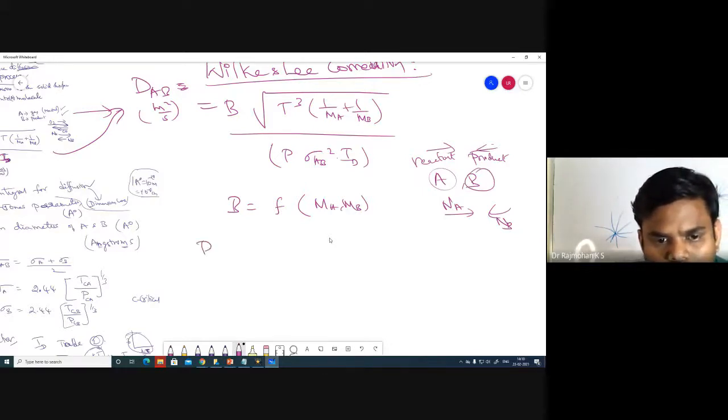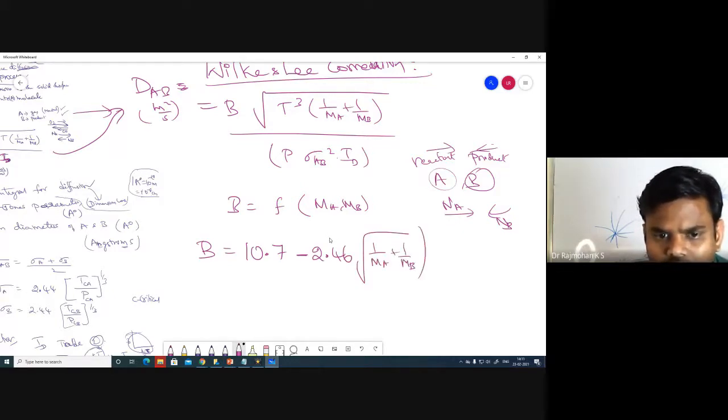So B is defined for every system. We have 10.7 minus 2.46 into square root of 1 by MA plus 1 by MB, and all this into 10 power minus 8 is the value of B.